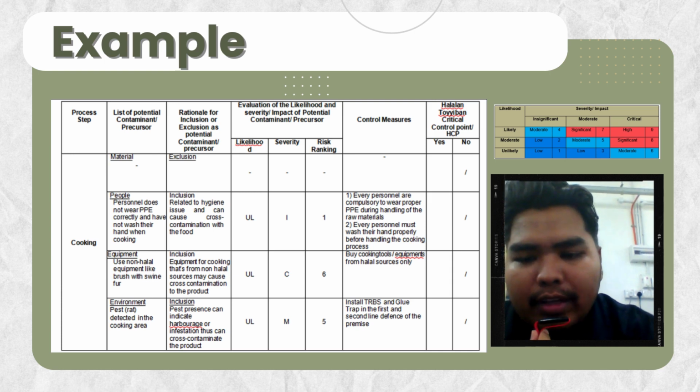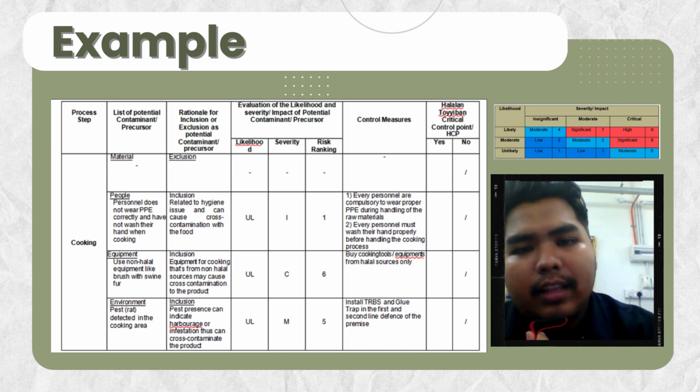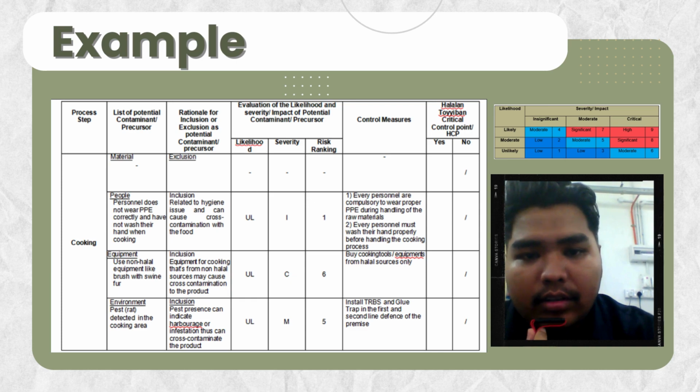We can see the likelihood is unlikely and moderate, but severity is critical and moderate. We can see the ranking is 6 and 5, still under 7. So which is not HCP.